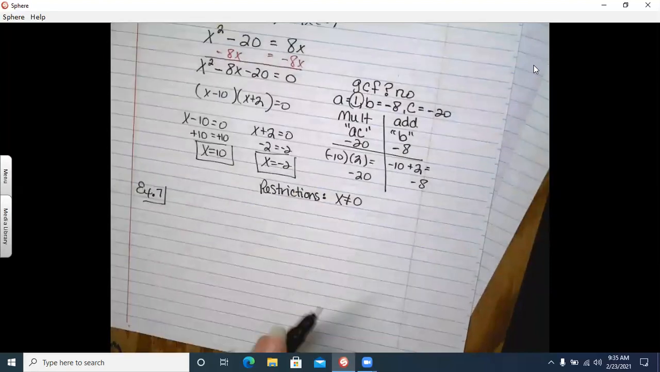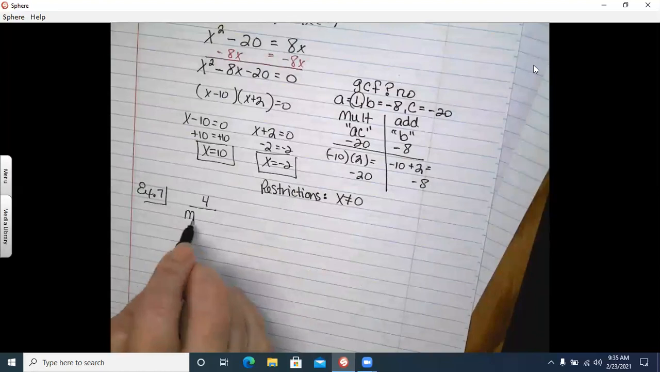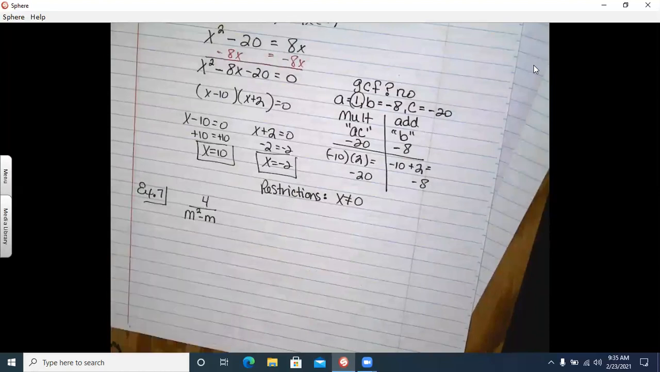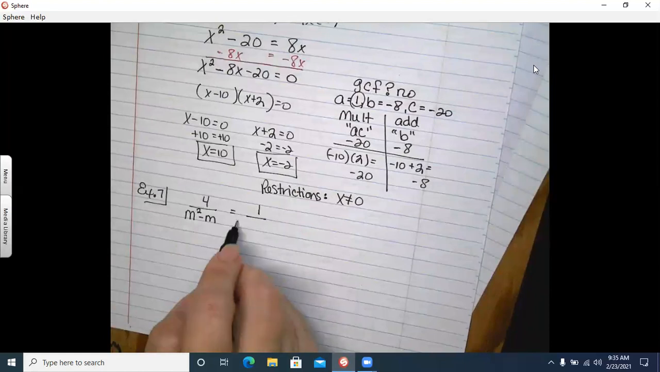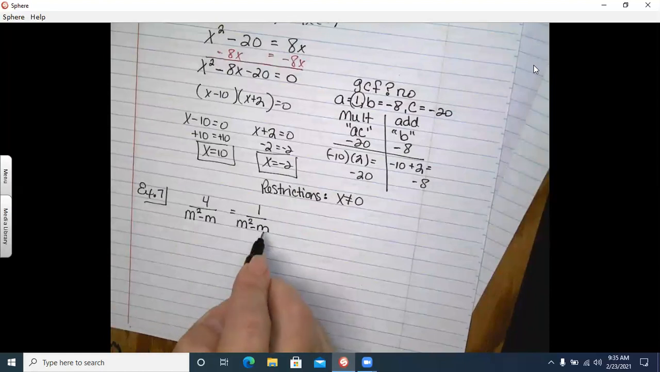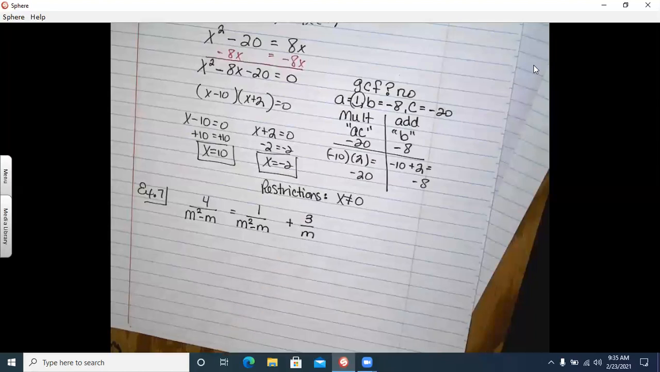So we have 4 divided by m squared minus m equals 1 divided by m squared minus m plus 3 divided by m. Before we determine our LCD, let's make sure all denominators are factored.